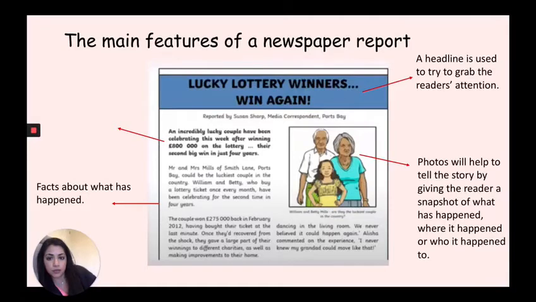Newspaper reports always include facts about what has happened. Do you know what a fact is? Okay, well done if you know. A fact is something that is true, okay? It's not made up. They are all true things, real things that have happened. And the last thing, so opening sentences tells the reader what has happened. So it's kind of like an introduction to the report.